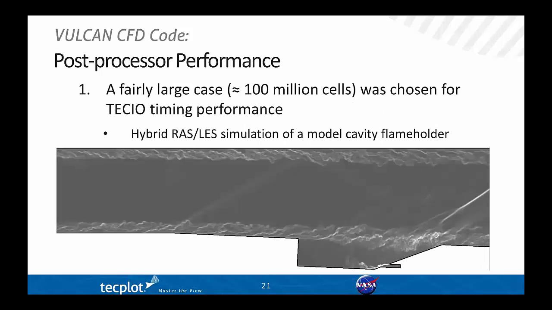Just to illustrate what sort of performance we're getting out of these libraries, I picked what's probably a fairly large case by our standards. A 100 million cell case was selected, which involved a hybrid RANS/LES simulation of a model cavity flame holder, and I've included a pretty picture on the bottom that shows the flow structures that we're capturing with the solver.